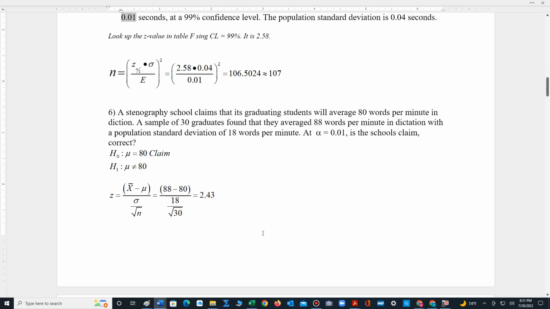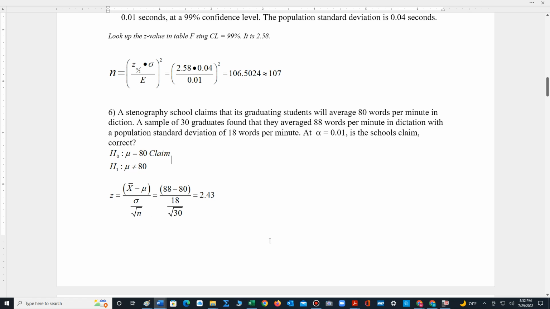Let's take a look at number 6. Number 6 says the following. There's a school that's claiming that the students will average 80 words per minute in diction. That's going to be the claim. The claim is that the mean is equal to 80. That's H naught because it has equal. H sub 1 has to be the mean is not equal to 80.